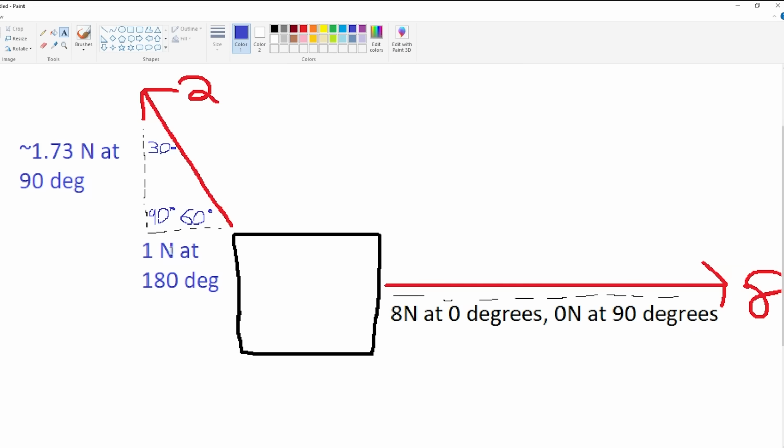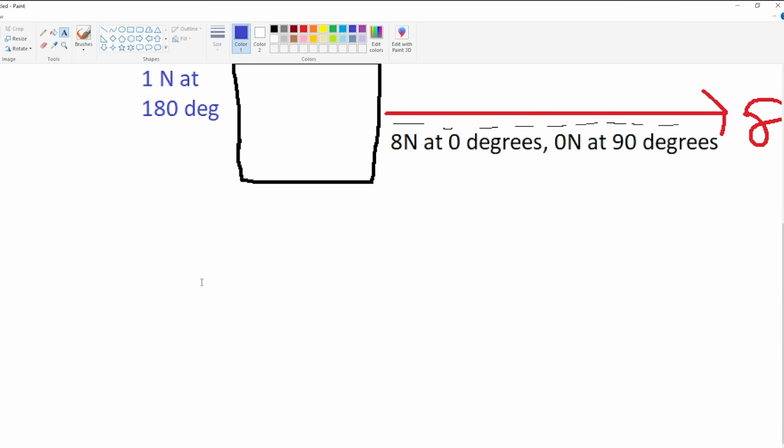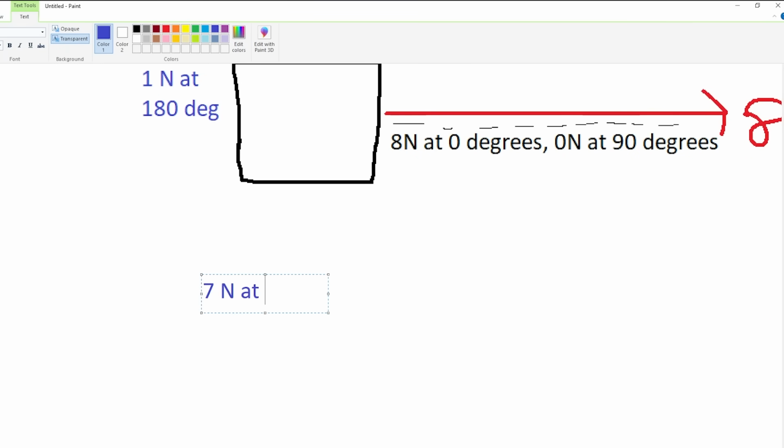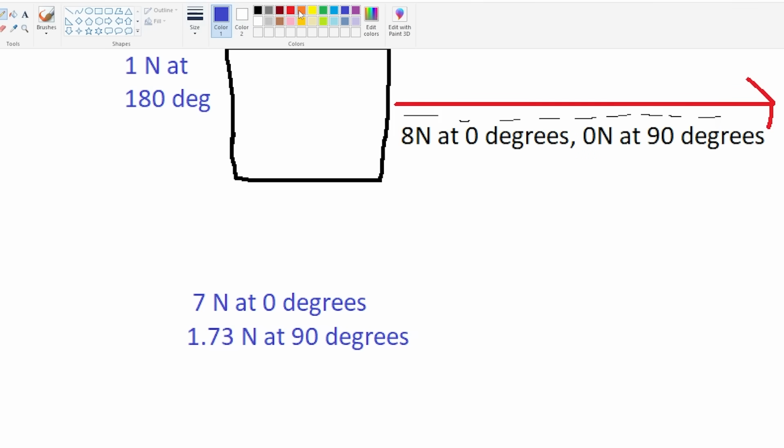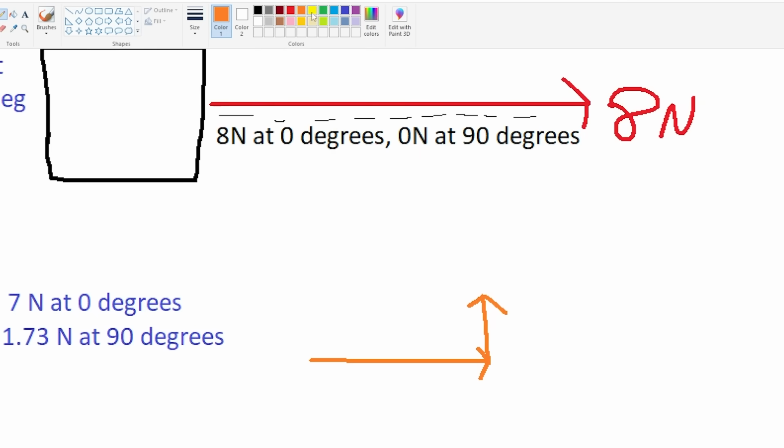Okay, that's convenient. If we have 1 newton here, that means we got 7 newtons at 0 degrees if we add this and this. If we had 0 and 1.73, we got 1.73 newtons at 90 degrees, because it's just 1.73 plus 0. So now if I redraw this, 7 newtons this way, 1.73 newtons this way, then all I need to do is find this.